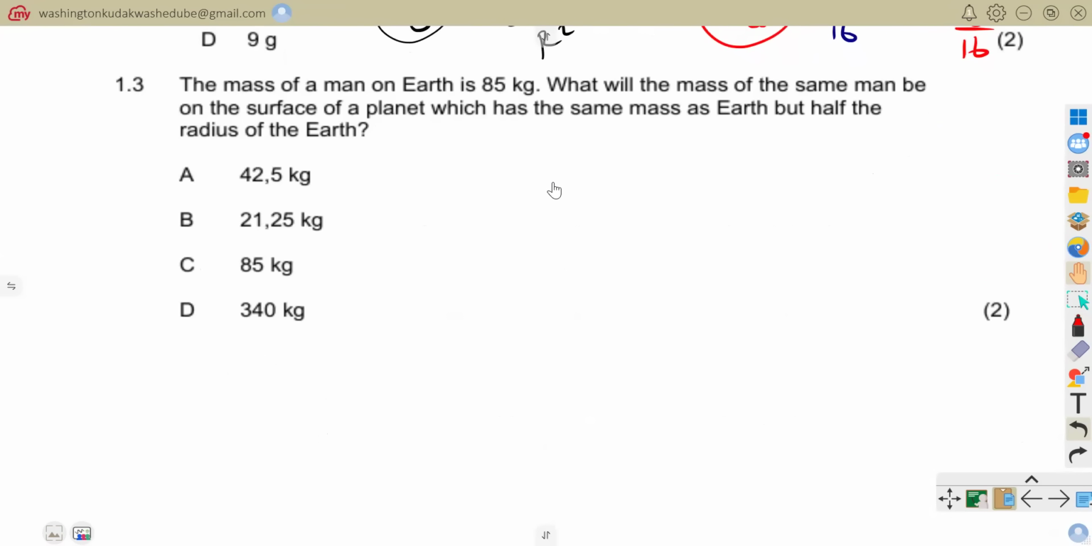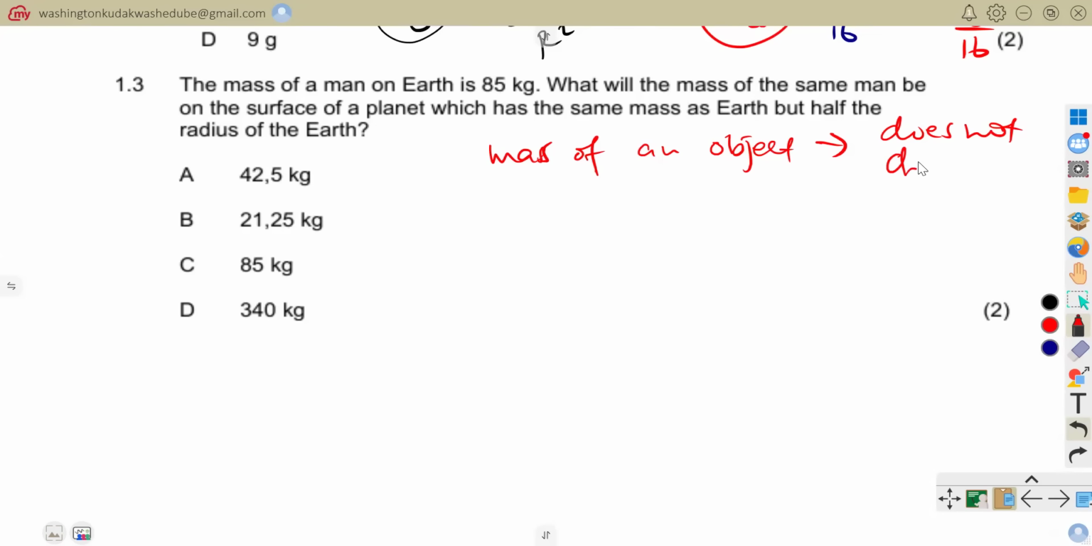Question number 1.3 is saying the mass of a man on Earth is 85 kgs. What will the mass of the same man be on the surface of a planet which has the same mass as Earth but half the radius of the Earth? We know that mass of an object does not depend on the location of the object. It does not depend on location.